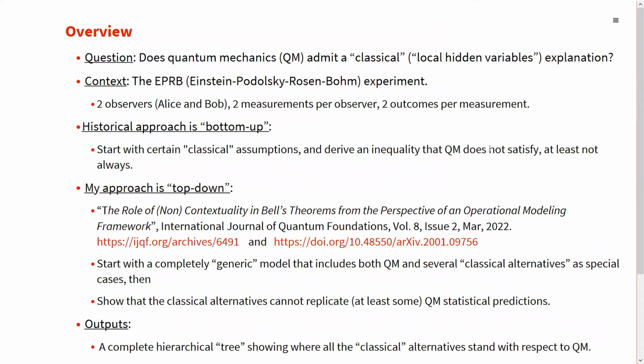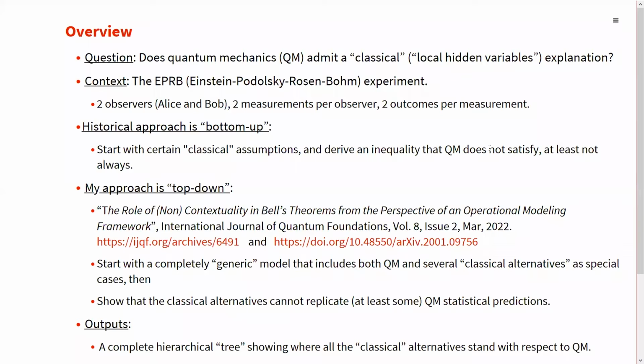So overview, question. Does quantum mechanics admit a classical local hidden variables explanation? Context today is a simple EPRB experiment, 2 observers, Alice and Bob, 2 measurements per observer, 2 outcomes per measurement.